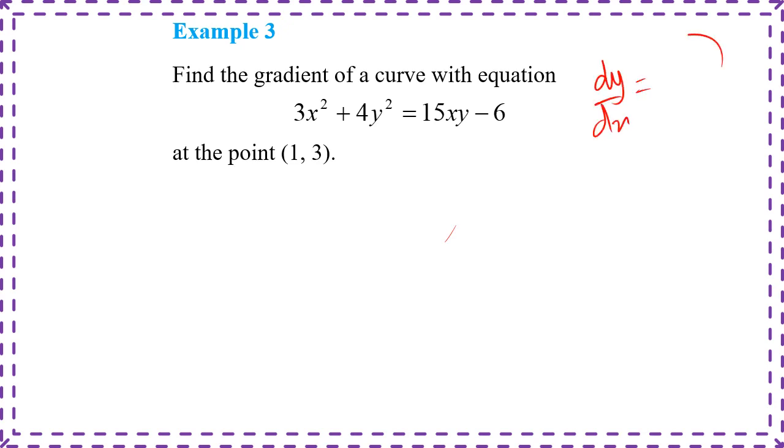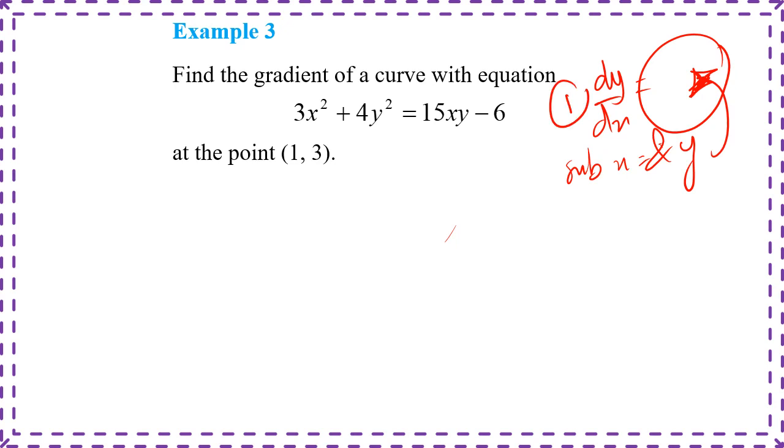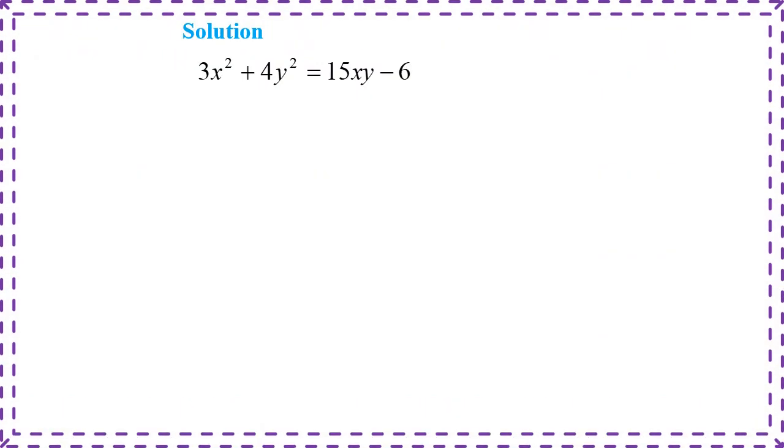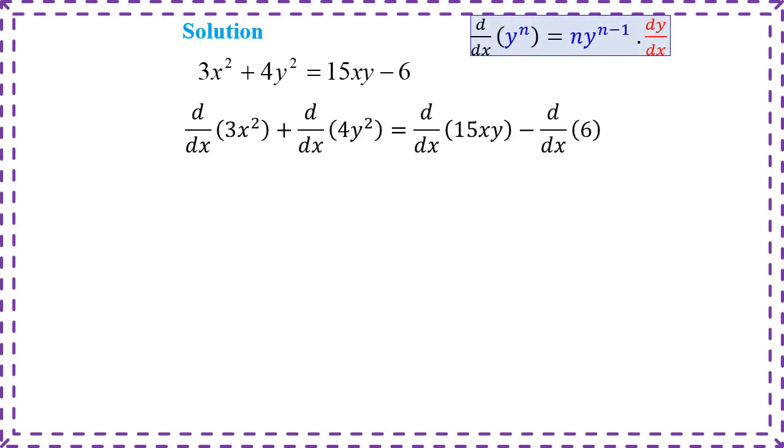After you find the dy dx, you just substitute the values of x and y into the dy dx. Okay, now the first thing we need to do is to find dy dx. So we need to differentiate the equation here. How to differentiate the equation? First, differentiate each of the terms. So differentiate 3x squared plus differentiate 4y squared equal to differentiate 15xy minus differentiate 6.